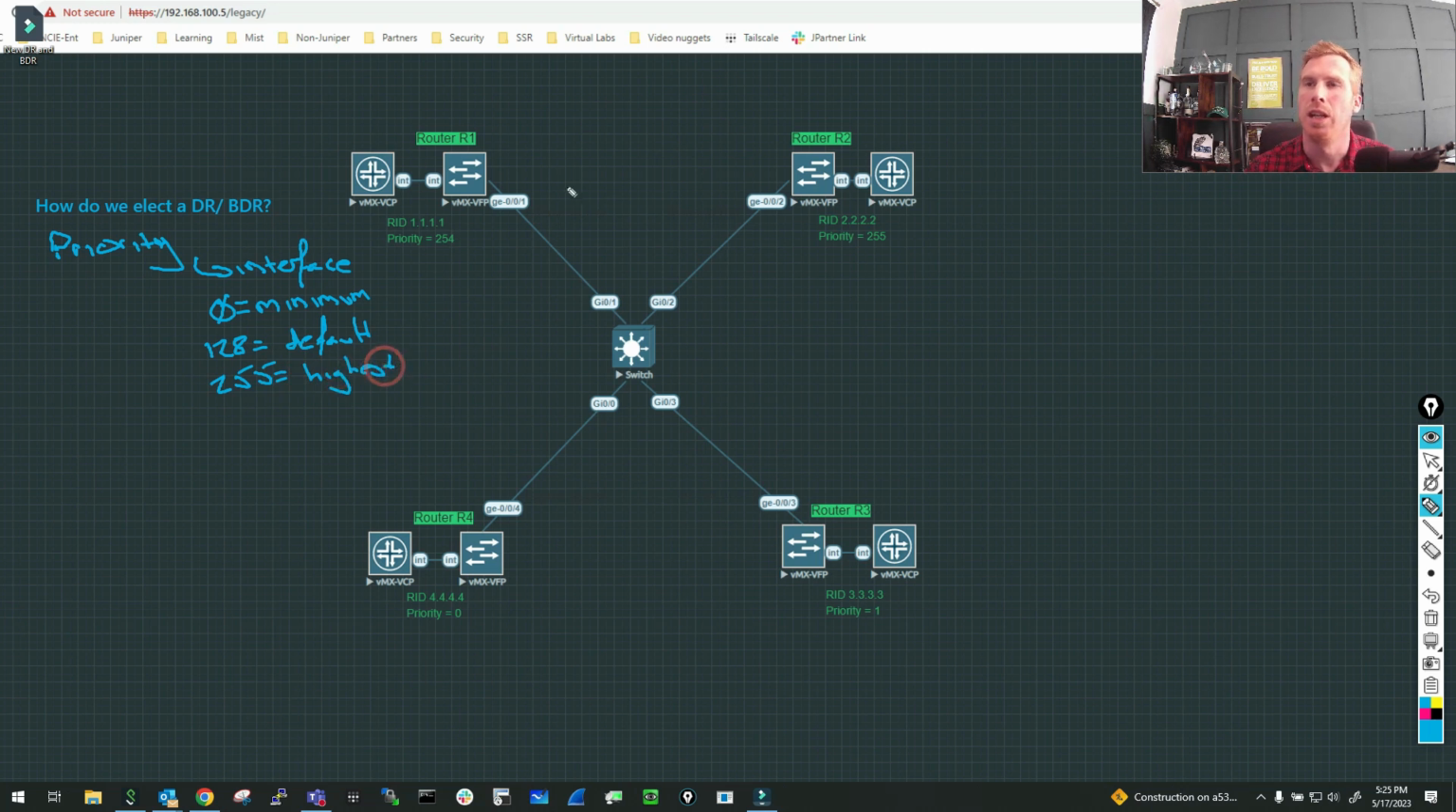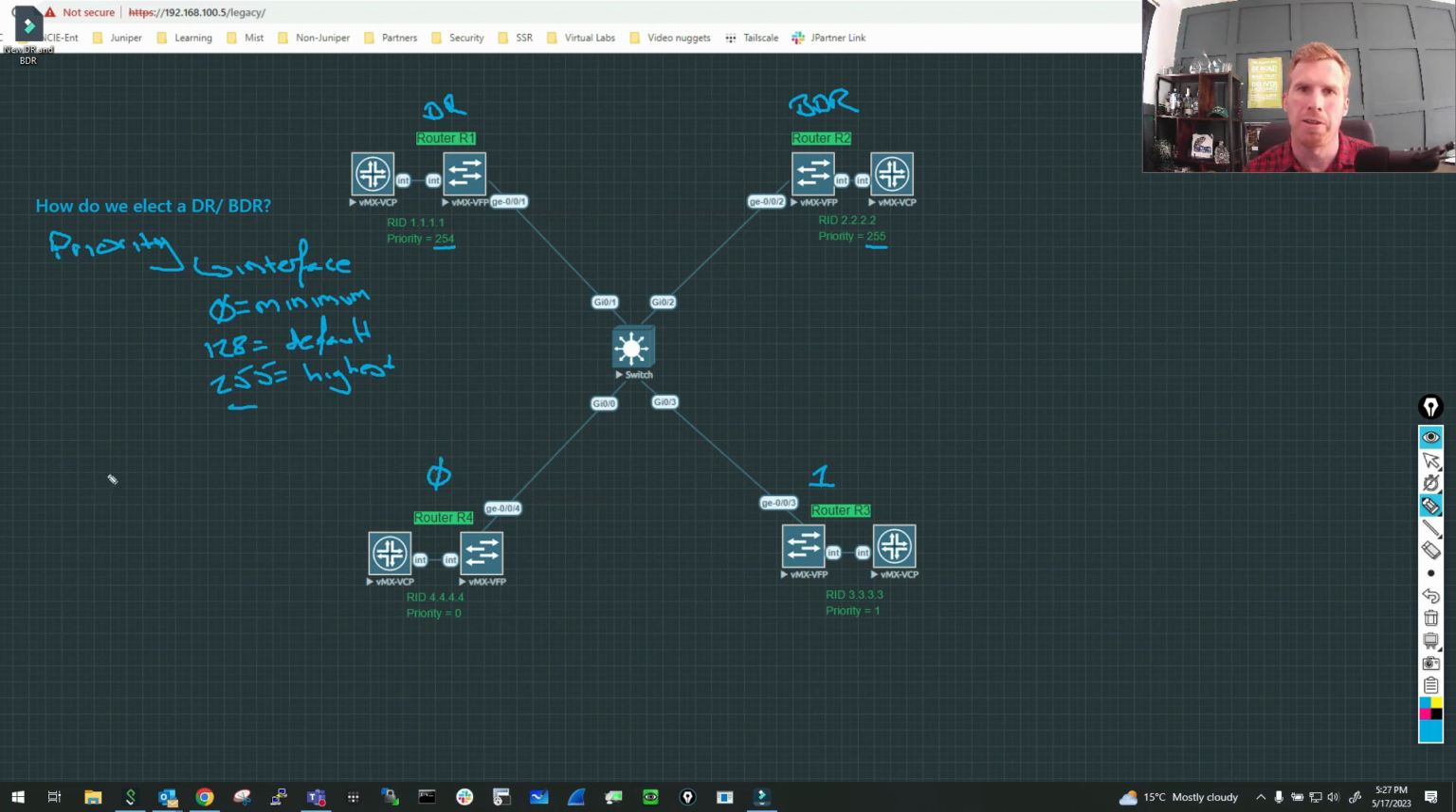So first, if you've got a priority of 254 on router R1, this is pretty high, and this is what we're going to configure as the designated router. Router R2 has a priority of 255, so this is absolutely the highest, and we're going to configure this as the backup designated router. Down here, router R3 has a priority of 1, which means it is going to be a DROther, and router R4 has a priority of 0.